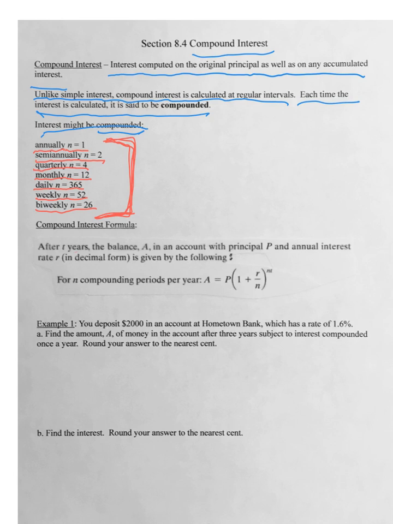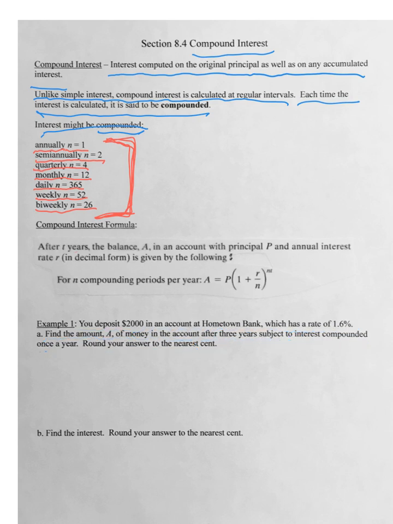So looking at example 1, you deposit $2,000 in an account at Hometown Bank, which has a rate of 1.6%. We got two parts, an A and a B. So part A, find the amount A of money in the account after 3 years, subject to interest compounded once a year. Round your answer to the nearest cent. So we will go 2 digits past the decimal point when this is all said and done.